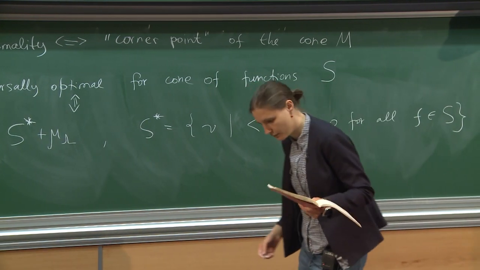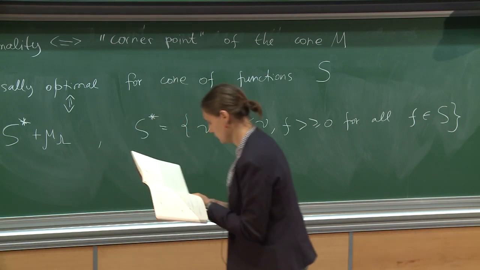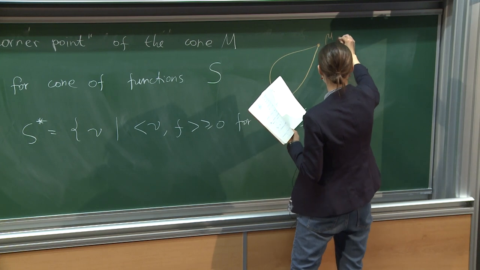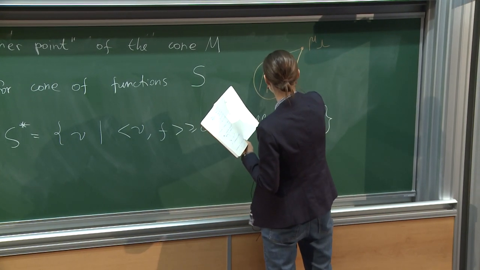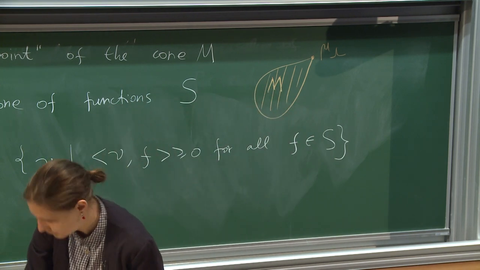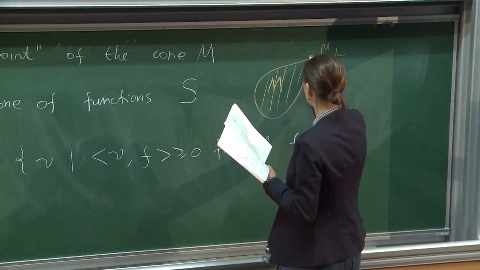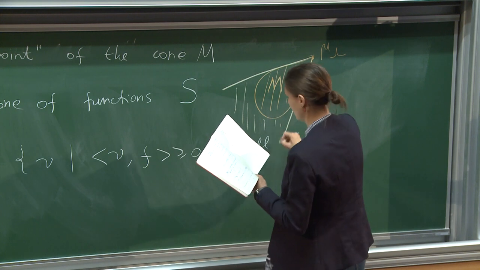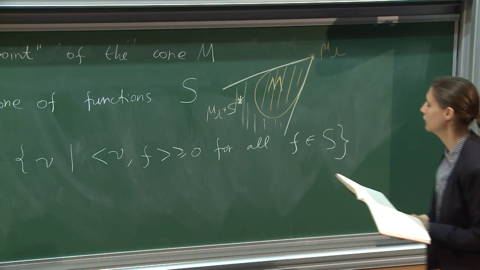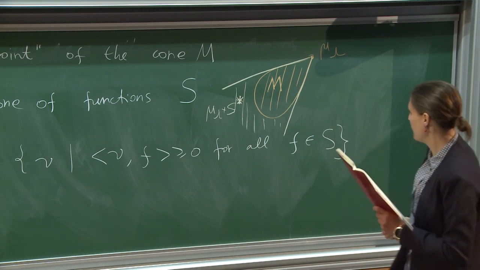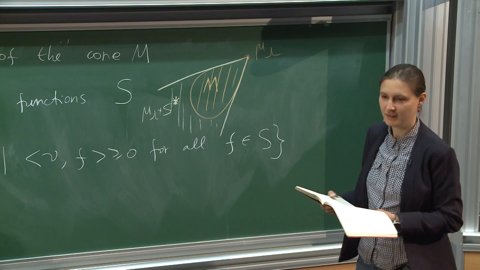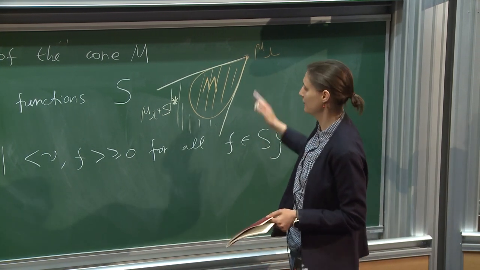And so the picture we will get here will be like this. So we have here our point mu lambda, and this will be the cone M. It has to lie inside of the cone of this mu lambda plus S dual. Of course, everything happens in an infinite dimensional space, so this picture with the corner is somehow in infinite dimensional space. This kind of intuition might be quite misleading.